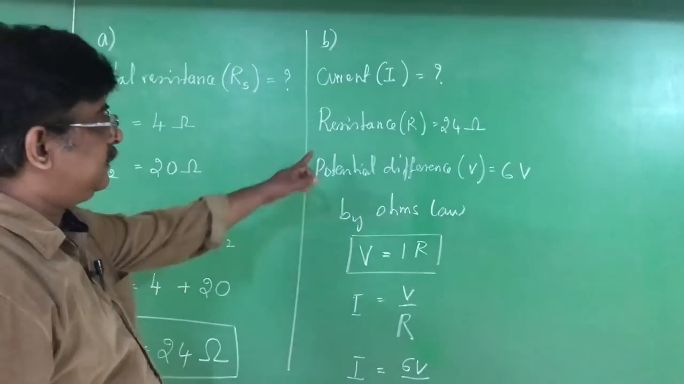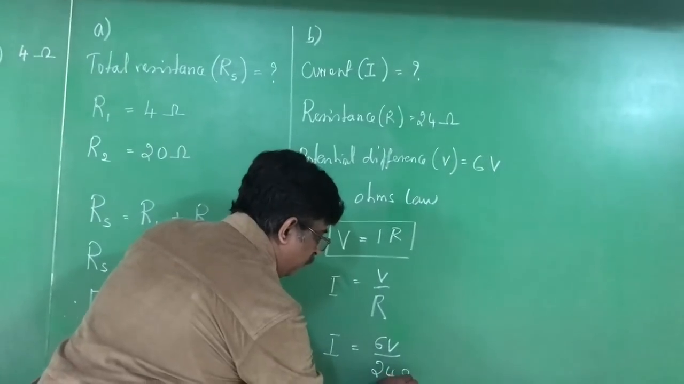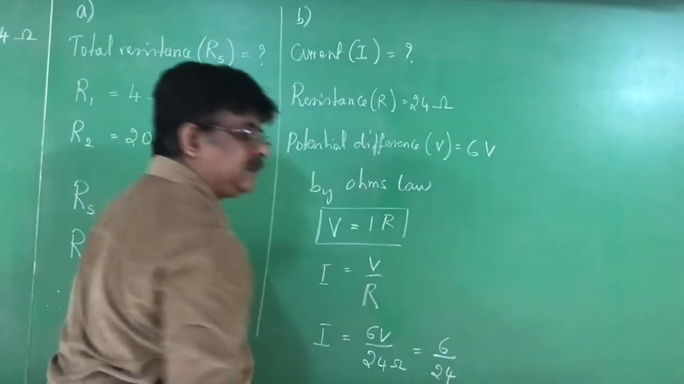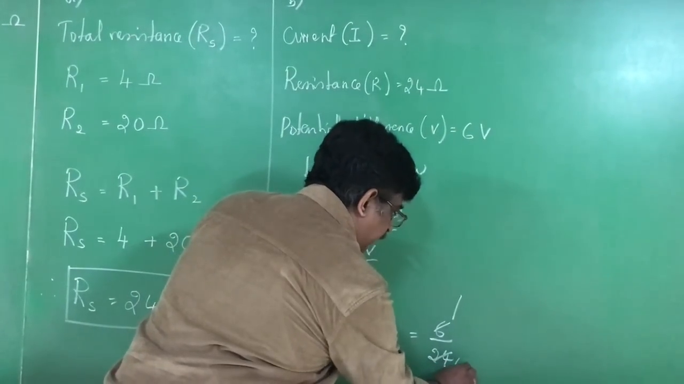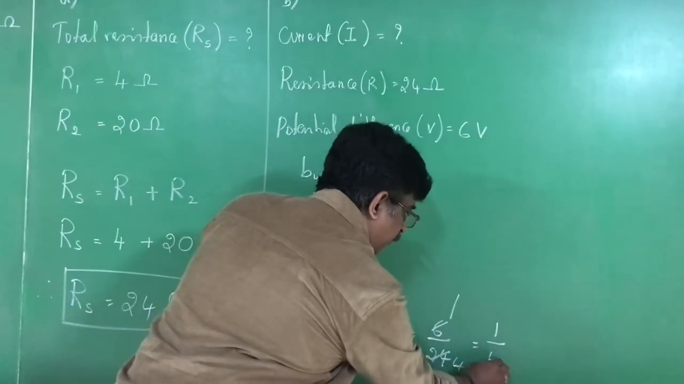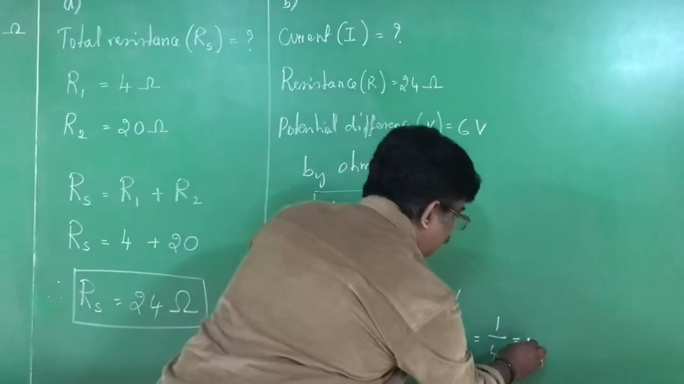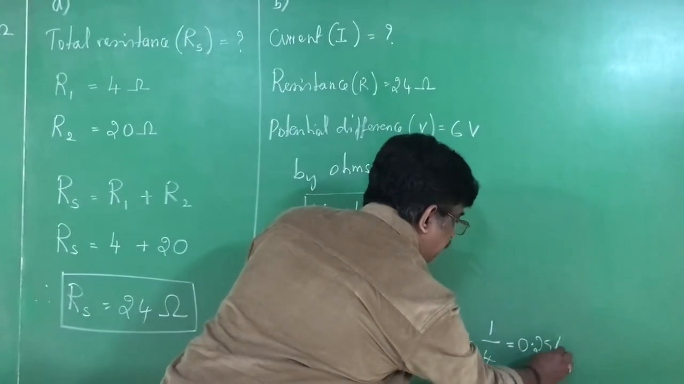And what is resistance? R is 24 ohm. That is 6 by 24. 6 ones are 6, 6 fours are 24. Therefore, it is 1 by 4. You all know that 1 by 4 is 0.25. So it is 0.25 ampere.